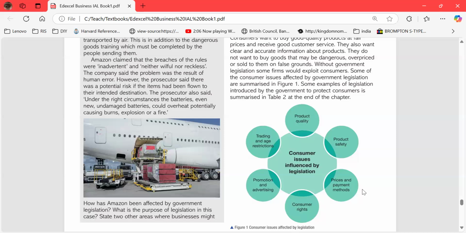Also on the payment method, sometimes different payment methods may lead to fraud. So there has to be a protection method from the legislation. Next we have consumer rights. The consumer is paying for the goods and services, so they also have some rights that need to be ensured. Then there are promotion and advertising. It should not be misleading. There are lots of examples. I'm just shortly giving you.